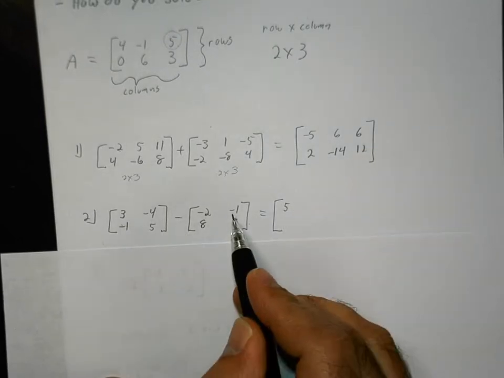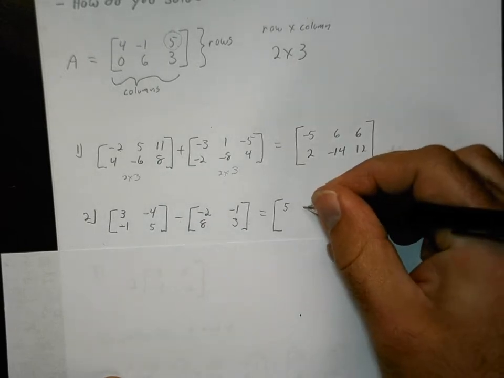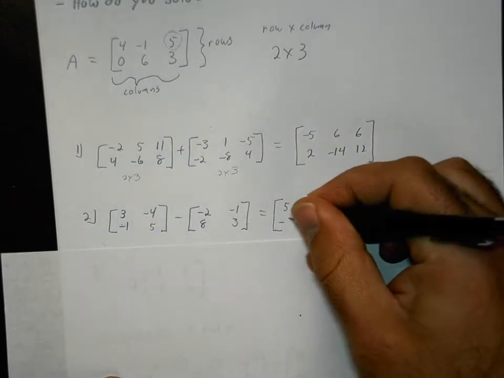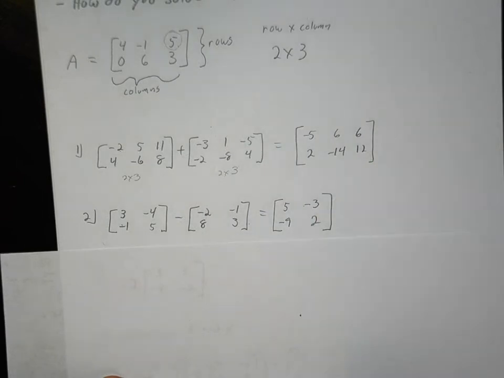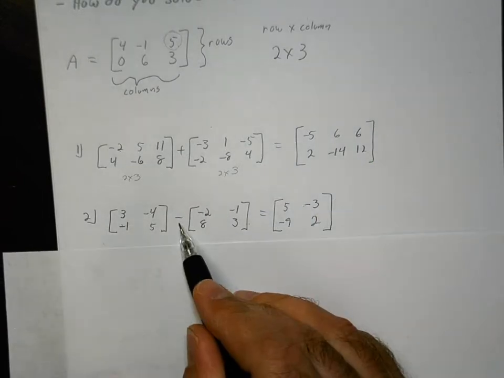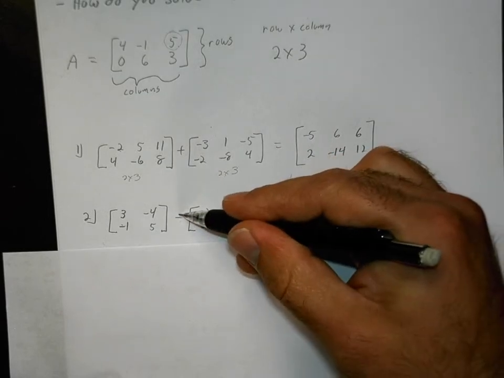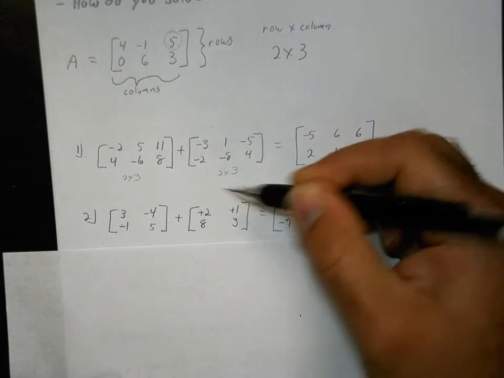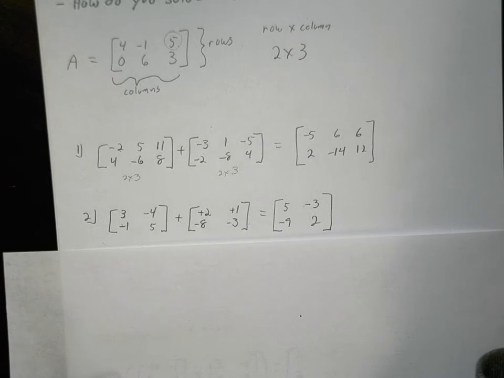-2 minus -1, so that's going to be a +1. Or -4 plus 1 is -3. -1 minus 8, -9. And then 5 minus 3 is 2. So that's how we subtract matrices. Now if you don't like subtraction, remember subtraction is adding the opposite. So if I want, I could change the sign here and then change the sign of each element inside the second matrix, and then just add and you get the same values there.